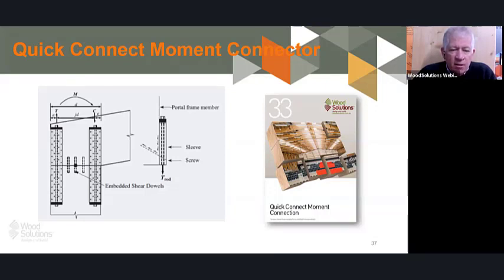As you can see, the tension value is quite high, and WoodSolutions does have a design guide, which was originally developed by the Structural Timber Innovation Company. It was available as Design Guide 33. So if you wish to know more about this connector, please go and review that design guide.